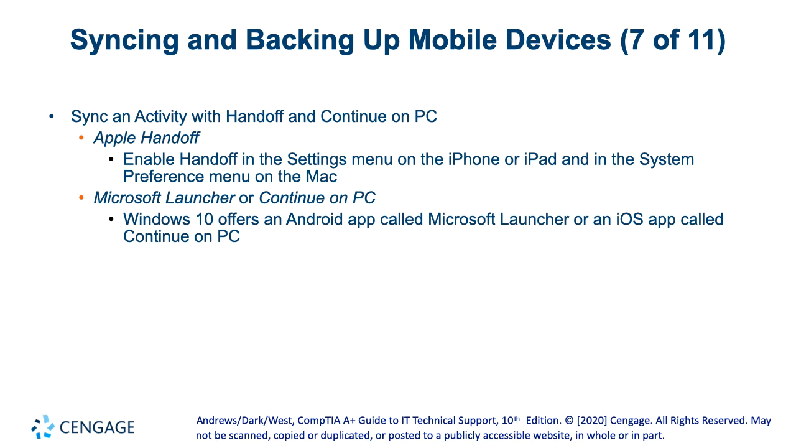Sync and activity with Handoff and Continue on the PC, right? So you've got the Apple Handoff. You can access it in the settings menu, and then Microsoft Launcher or Continue on PC allows you to launch an app and then continue it on the PC.